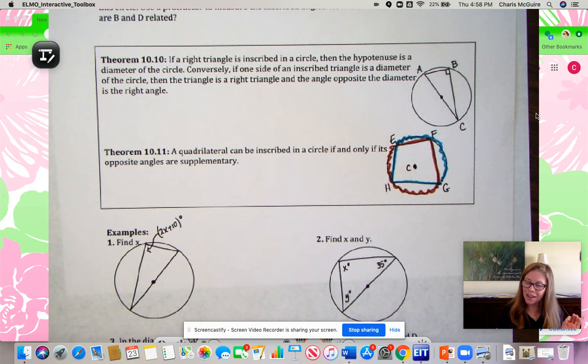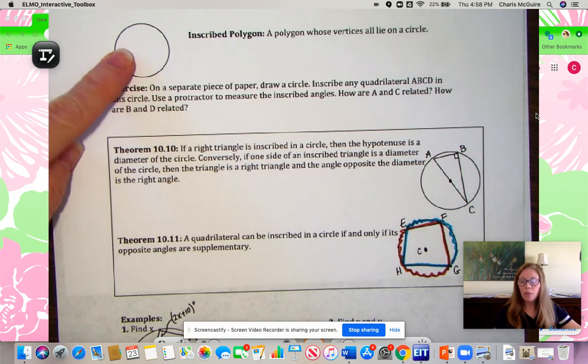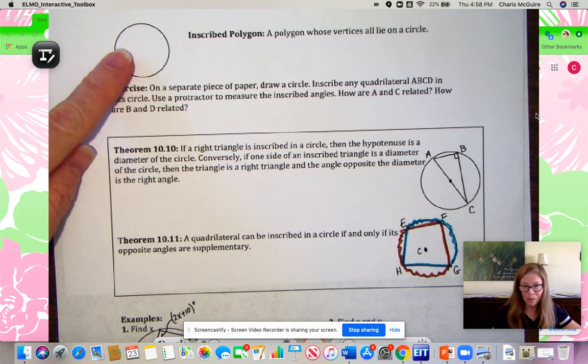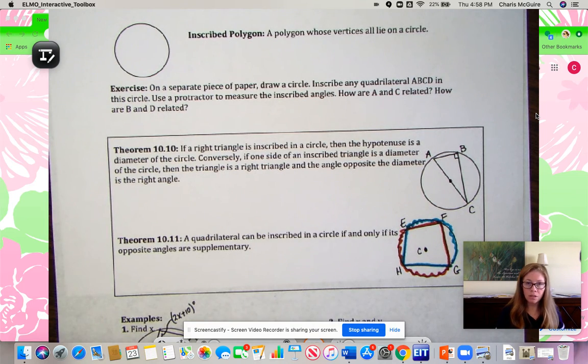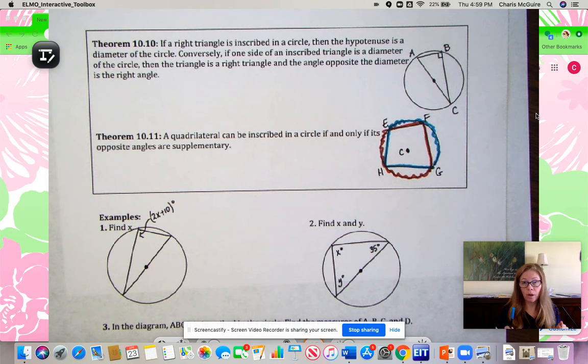That makes sense to you guys? If you don't like the way I'm explaining it, then go ahead and create one and measure the angles and you'll see it works every single time. But this is a biconditional statement. So if you see that you have inscribed angles in a quadrilateral in a circle, then you know they're supplementary. If you see that they're supplementary, then you know you have a quadrilateral inscribed.